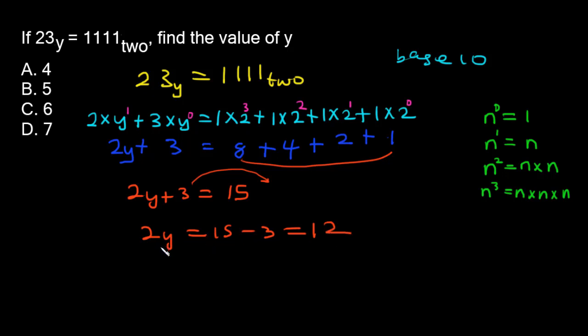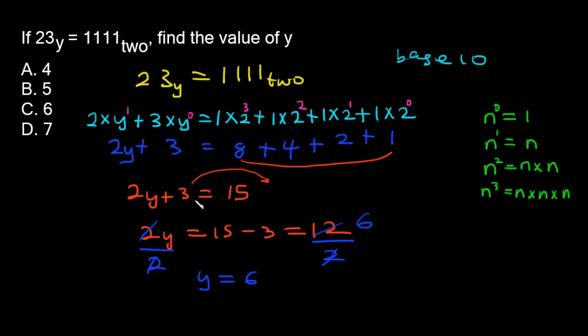So as the matter stands, we quickly remove this 2 next to the y by dividing both sides of the equation by 2. As the 2 is gone from the left hand side, on the right hand side 2 goes into 12, and that gives us 6. So now we have y equals 6. That is the base number.